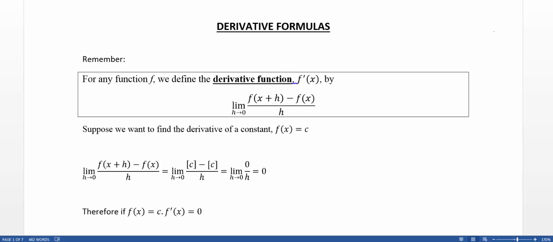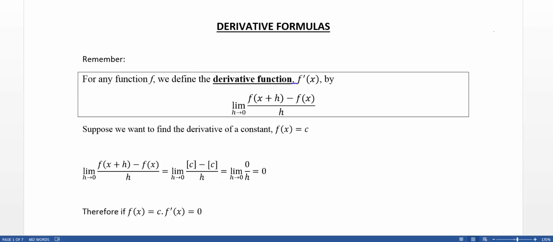Derivative formulas. In the previous section, we looked at how we could define a derivative by using limits. We were able to find various functions and their derivatives by using the limit as h goes to 0 of f of x plus h minus f of x over h. Let's look at this for a couple more examples, and then we'll recap the ones we've already looked at.